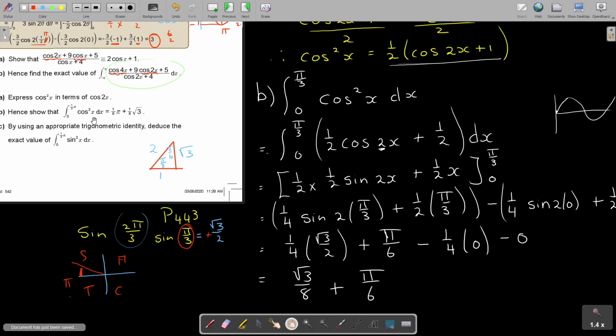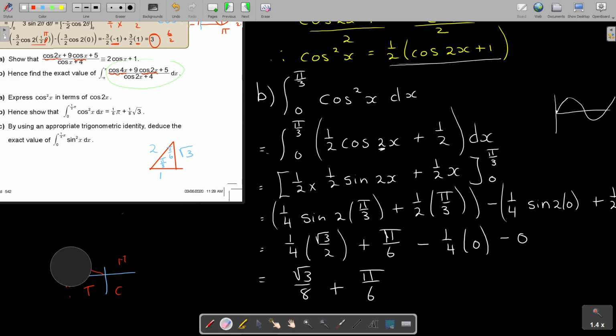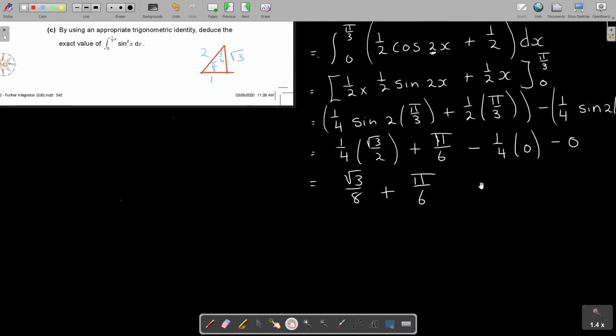Okay. I want you to show number C. Let's do number C. Now, at number C, I'm just going to make space here, and do it here under. Now, at number C, they say, by using an appropriate trigonometric identity, deduce. So you can go from scratch, and I'm going to do C here, and I'm going to give it another color. You can go from scratch, but that's not what they really want. Although they will not penalize you, I think.